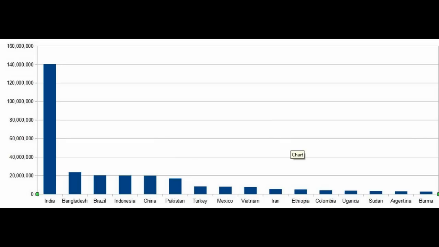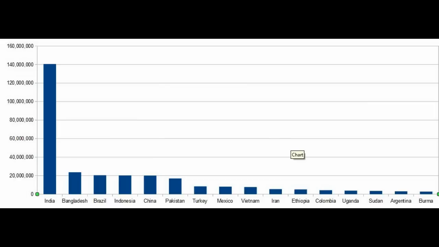So this is net population growth. You can see India is incredible. 140 million people are projected to grow in India, or the population is projected to grow from what it is currently. And then the rest of the countries here, you might have to full screen it: Bangladesh, Brazil, Indonesia, China, Pakistan, Turkey, Mexico, Vietnam, Iran, Ethiopia, Colombia, Uganda, Sudan, Argentina, Burma.